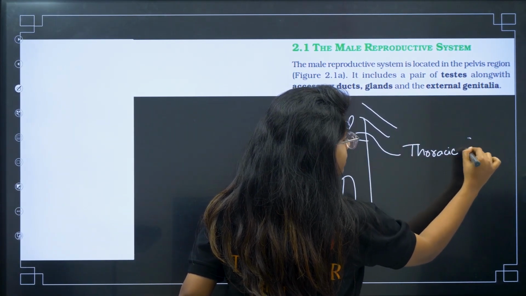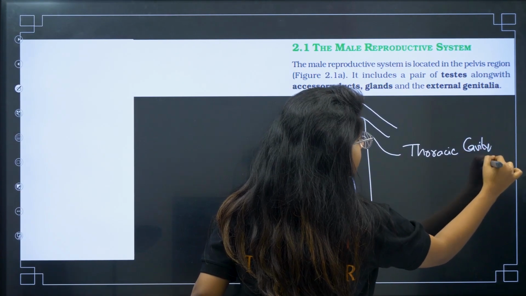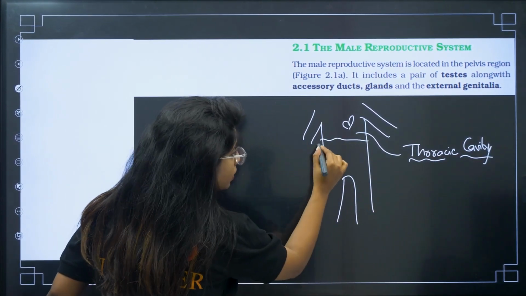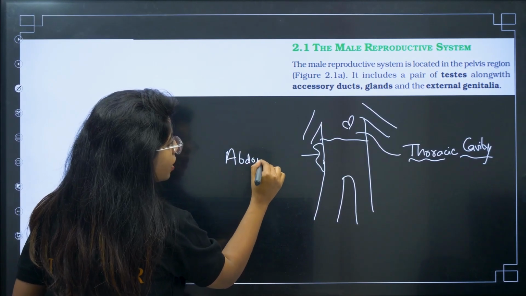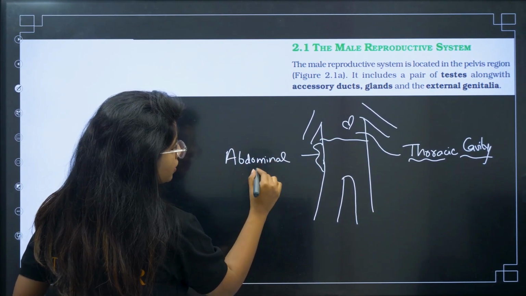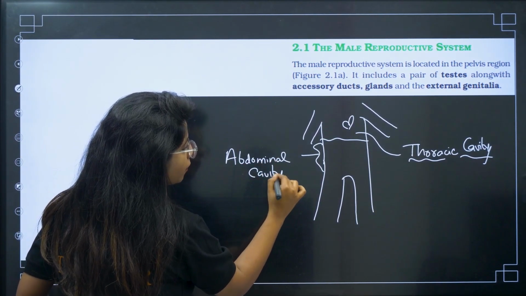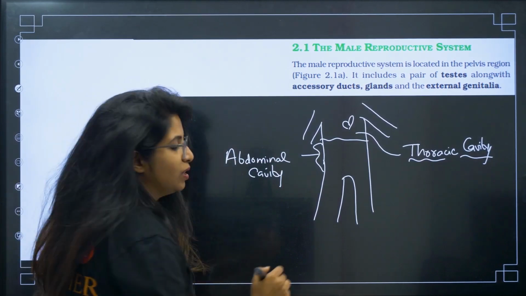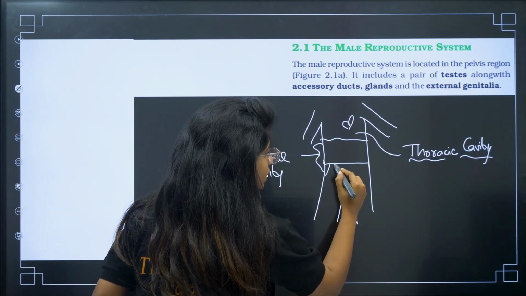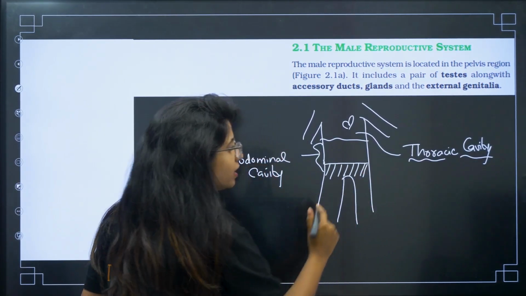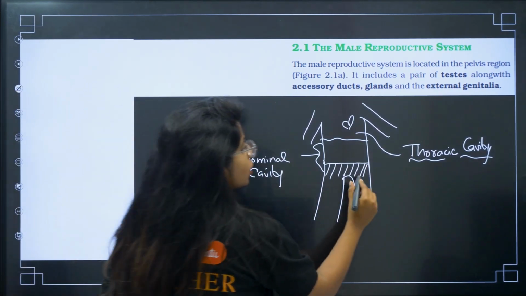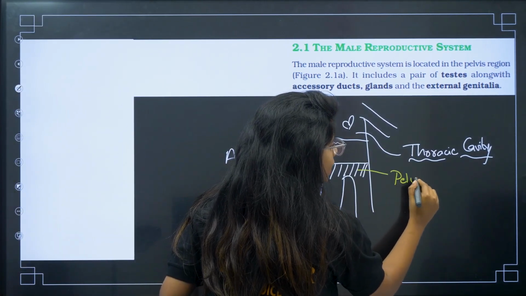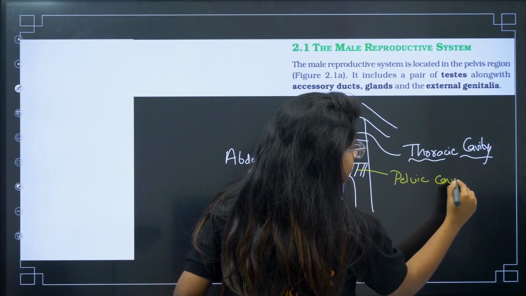Fine. You call this cavity as what? Thoracic cavity. Now below this, what do we have? We have something that is known as abdominal cavity. Abdominal cavity can be subdivided again. So this lower region of abdominal cavity, I can specifically give a name. What is its name? I can call that this is the pelvic cavity or the pelvic region.